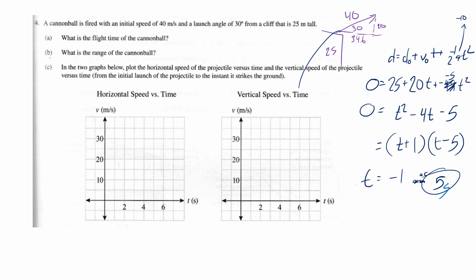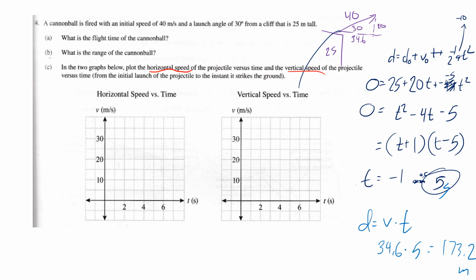What is the range of the cannonball? Okay, well, let's see. Distance is equal to velocity times time. Velocity is 34.6 times 5. Multiply those together, you get 173.2 meters. Easy. In the two graphs below, plot the horizontal speed of the projectile and the vertical speed of the projectile versus time.